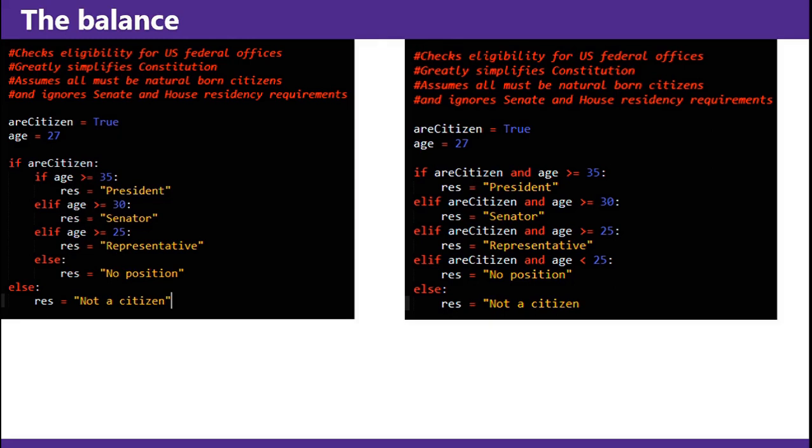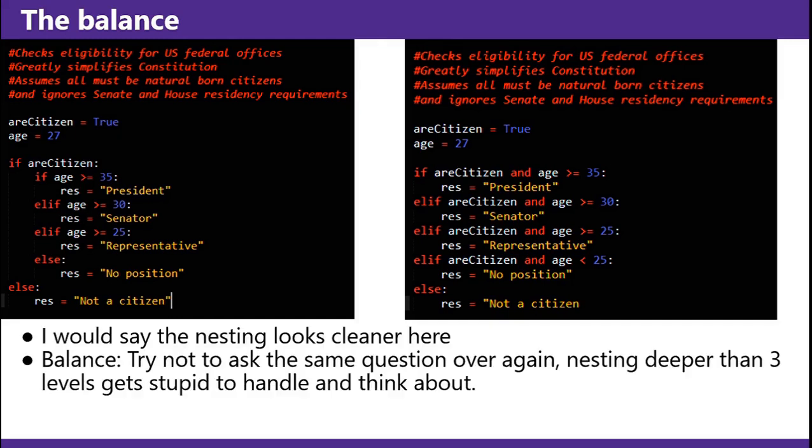On the left example, if you are a citizen, it nests and then asks you the age question for the various things. And on the right example, it asks every time, are you a citizen and what's your age? I would say the nesting looks cleaner here, as you're not asking, are you a citizen, 4 times. The balance is, try not to ask the same question over and over again, and nesting deeper than 3 levels gets stupid to handle and think about.